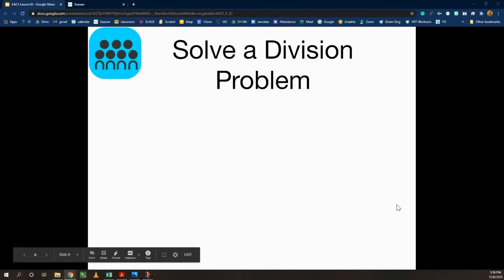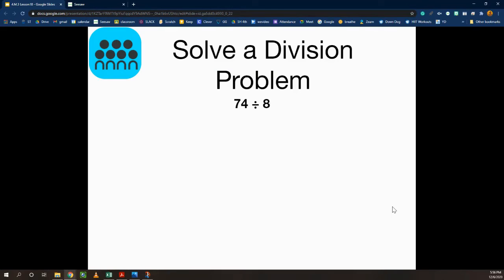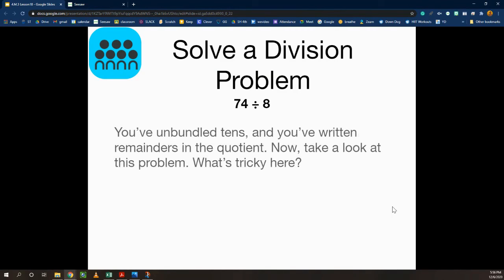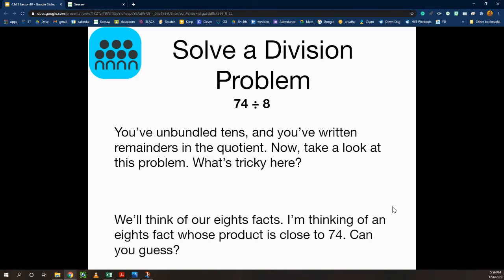Now we're going to start thinking about this in terms of mental math. If we have the problem 74 divided by 8 and we want to solve it, we've unbundled the 10s and we've written remainders in the quotient. Now we're going to take a look at this. What's tricky here? Well, we can think of our 8 facts. And I'm thinking of an 8 fact whose product is close to 74. Can you guess it? Take a second and think and say it out loud if you want.